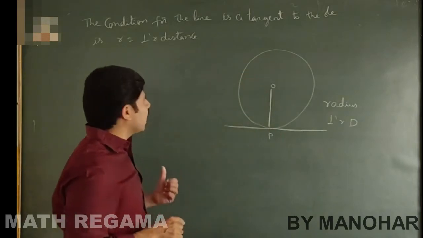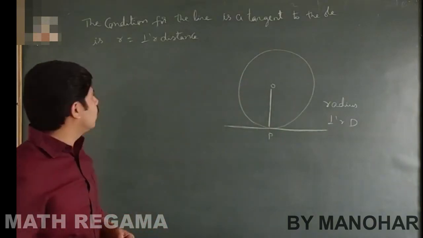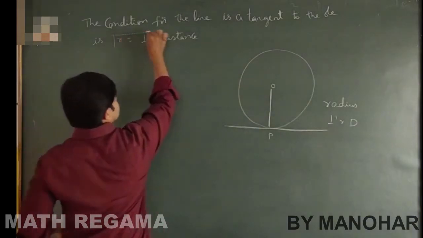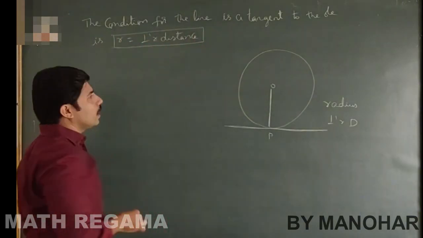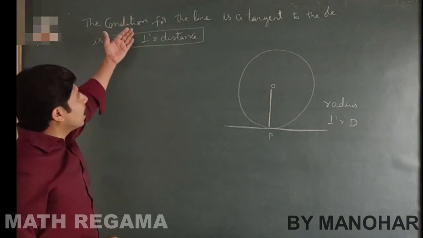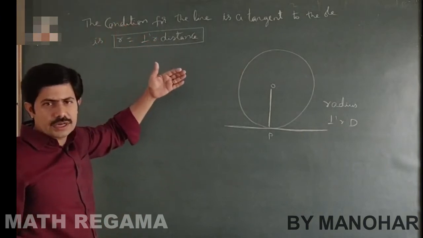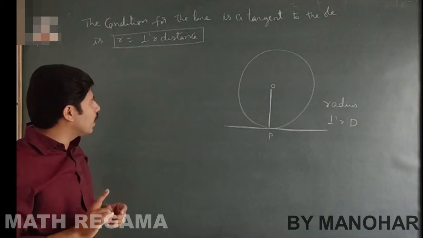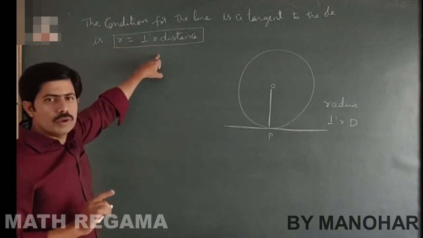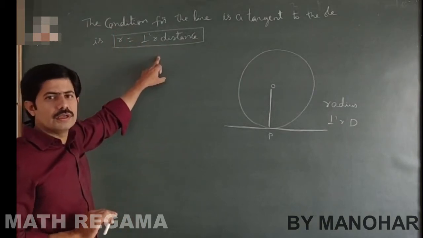That means if a line is tangent to the circle, then what is the condition? Radius is equal to perpendicular distance. That is it. That is the condition for the line to be a tangent to the circle. You have to remember that radius is equal to perpendicular distance. Okay. Now we will do a problem.